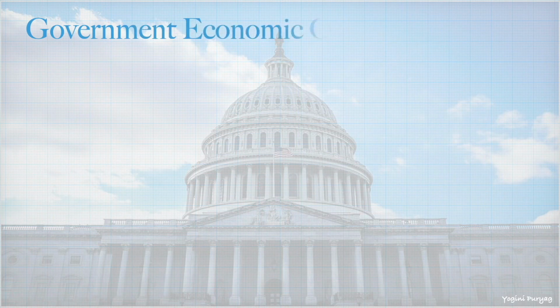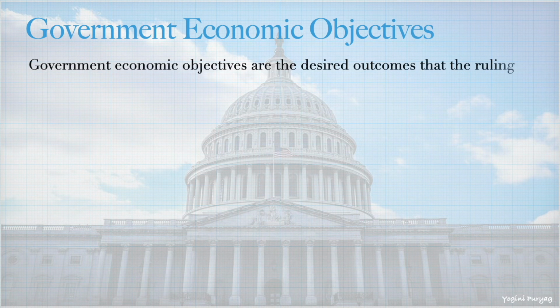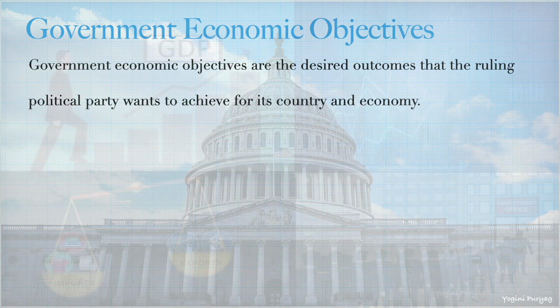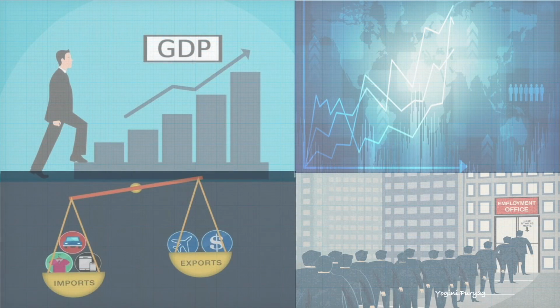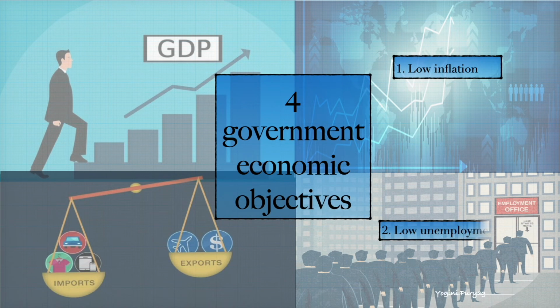Government economic objectives. Government economic objectives are the desired outcomes that the ruling political party wants to achieve for its country and economy. Four government economic objectives: low inflation, low unemployment, balance of payment, economic growth.